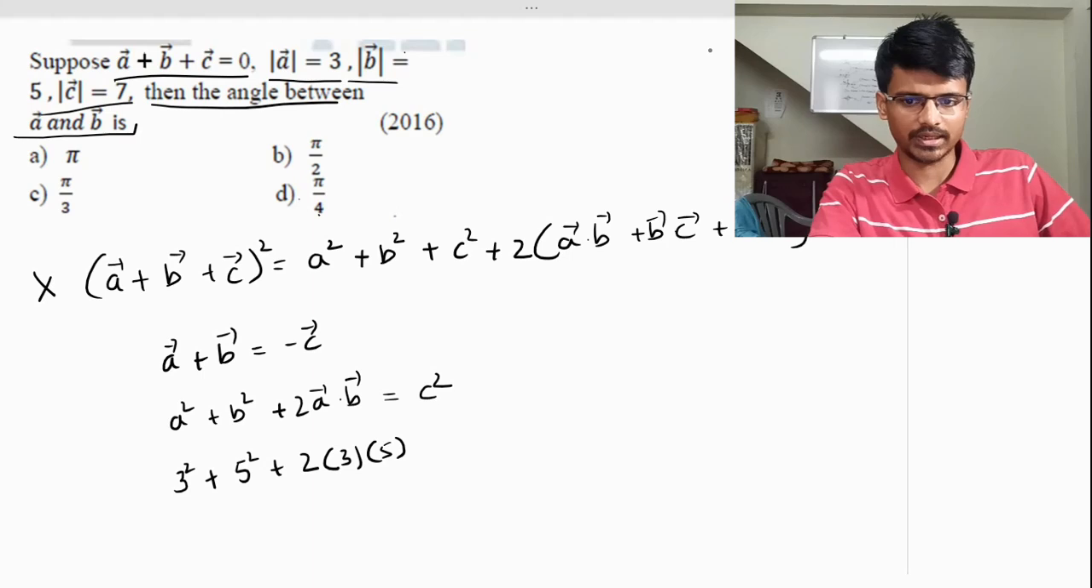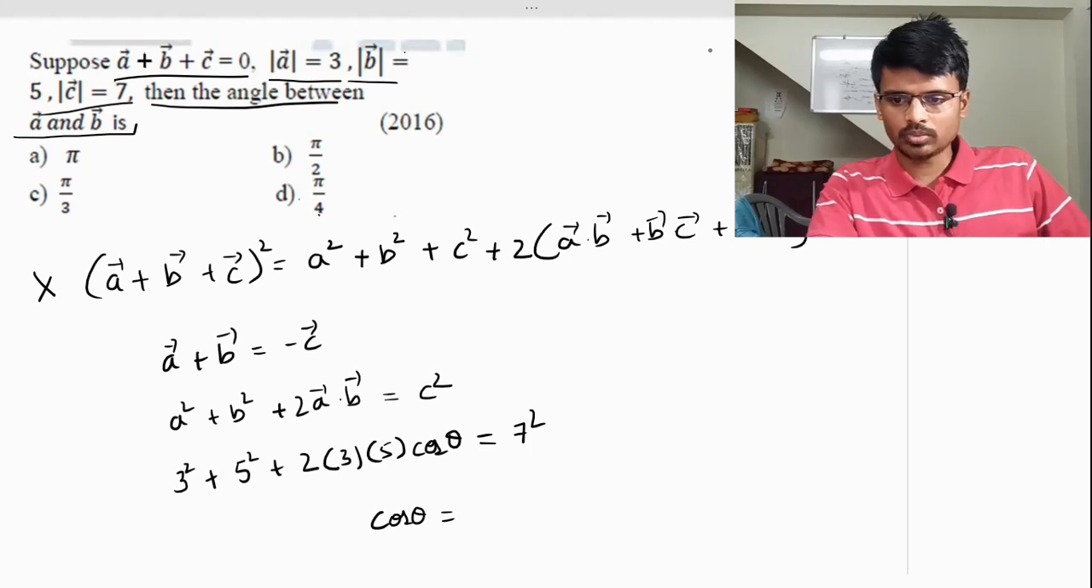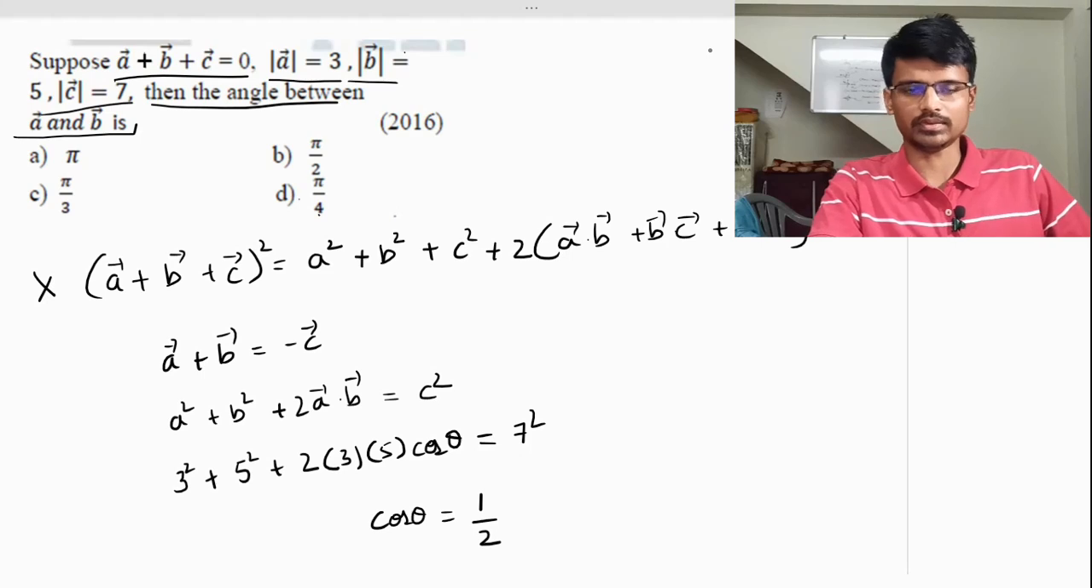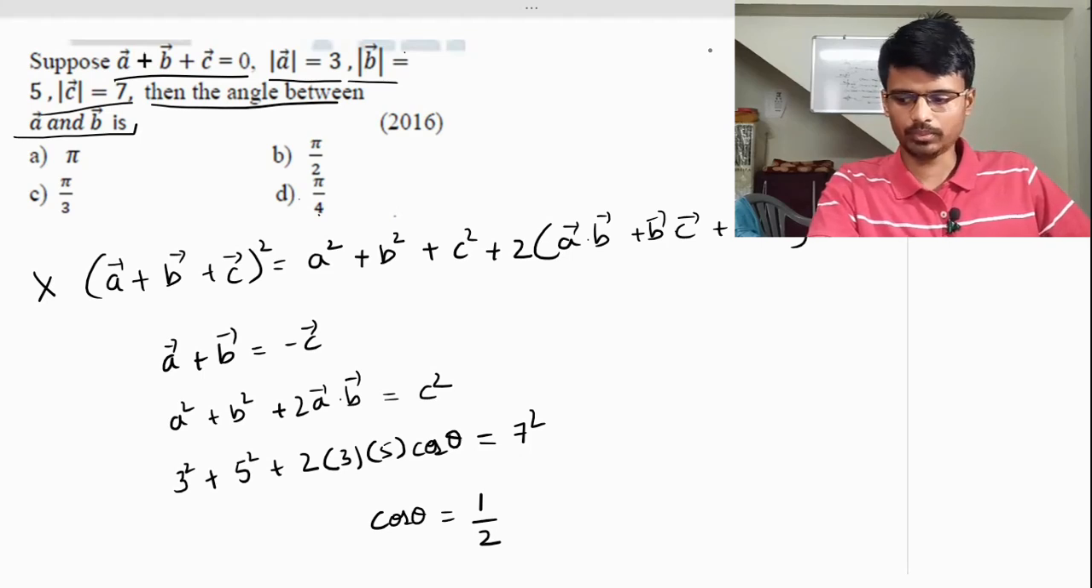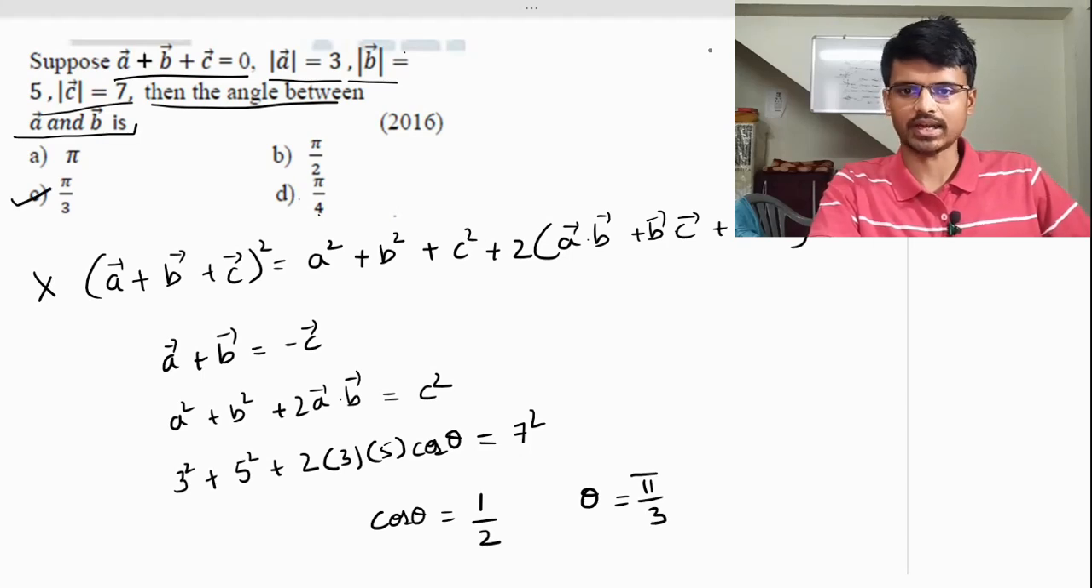Let theta be the angle between them, so I can write here cos theta. So my c square is going to be 7 square. Now on simplifying this, I get my cos theta as 25, 34, 15. So this is going to be 1 by 2. If I simplify this, you can try that. So my theta is equal to pi by 3, 60 degrees, right? So option C is the correct option.